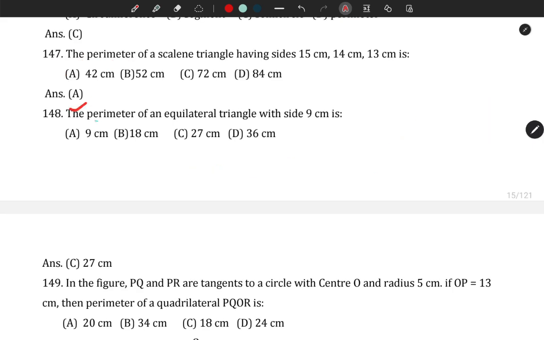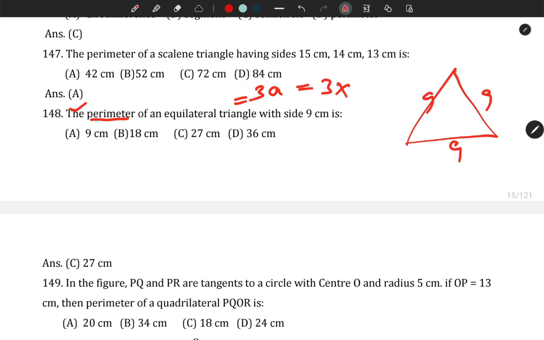Next question also is perimeter of an equilateral triangle. An equilateral triangle has all its sides equal. So if one side is 9 centimeters, each side will be 9 centimeters. So perimeter means the sum of all the sides. 9 plus 9 plus 9 will be 27. Or if you want to apply the formula, the perimeter of an equilateral triangle is 3 times the side. If the side is A, it will be 3A, and A here is 9. So 3 into 9 is 27 centimeters.